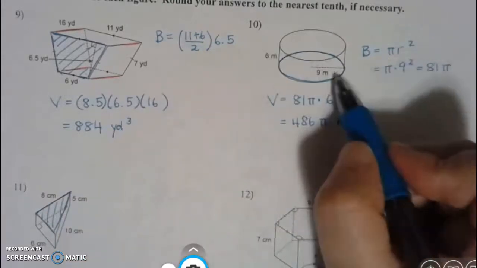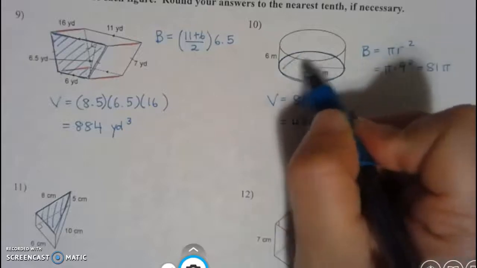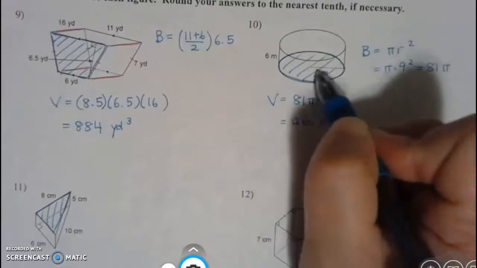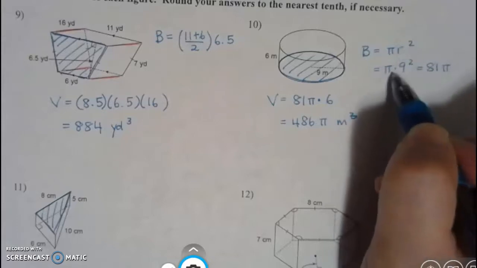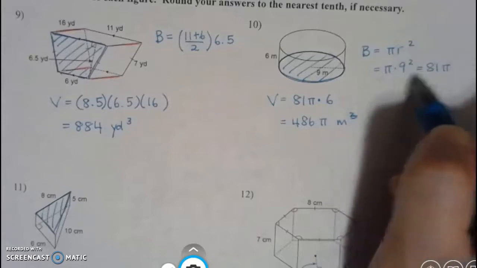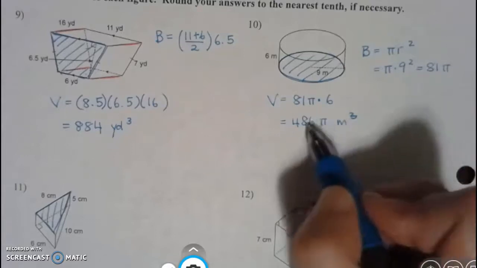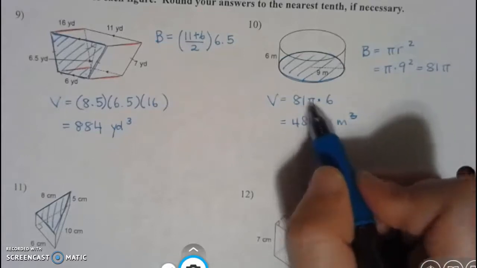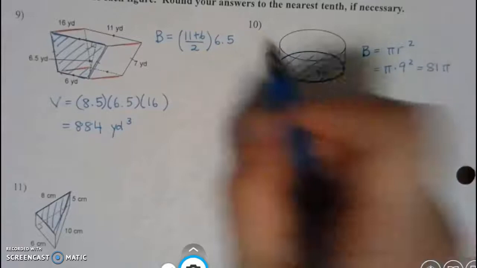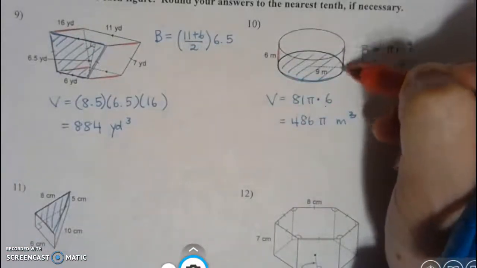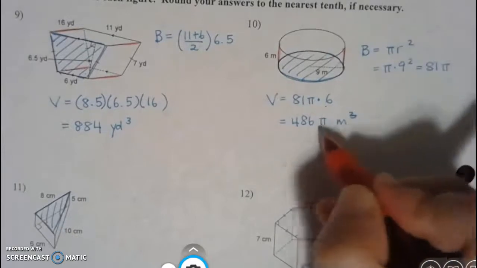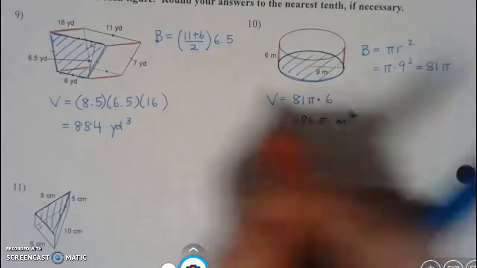What about number 10? Well, the base shape is a circle with a radius of 9 meters, so the base area is pi r squared, which is 81 pi. And then to the base area, I need to multiply by the thickness, which is 6 meters. That thickness is going to be the same all the way around, and that comes to 486 pi meters cubed.